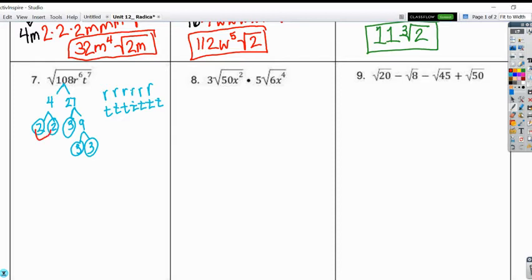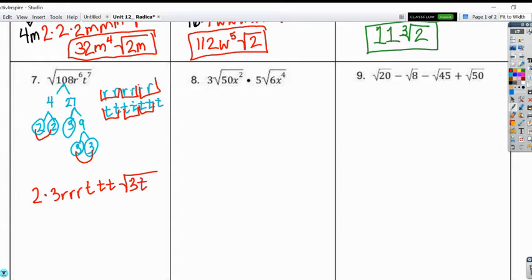A group of 2, 2 gets written once. A group of 2 for the 3's, that gets written once. And when I look at my R's, 1, 2, 3 groups of R's. And then my T's, 1, 2, 3 groups of T's. So anything that's left over stays underneath of the square root under that radical symbol. I've got a 3 that wasn't used, as well as notice we have a t that wasn't used.